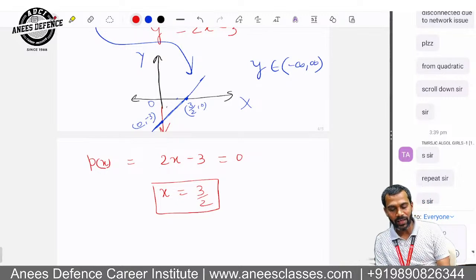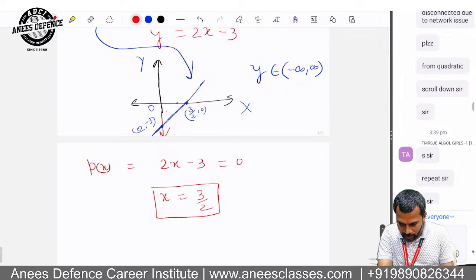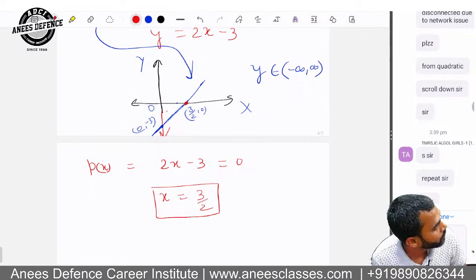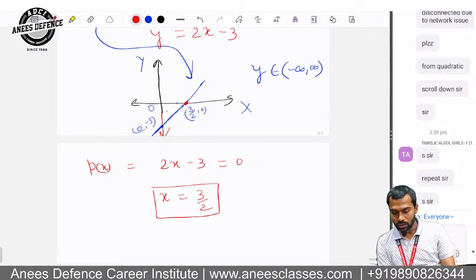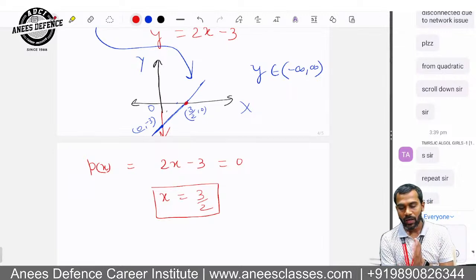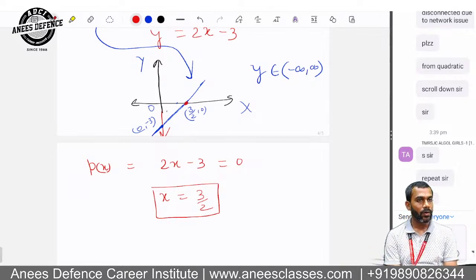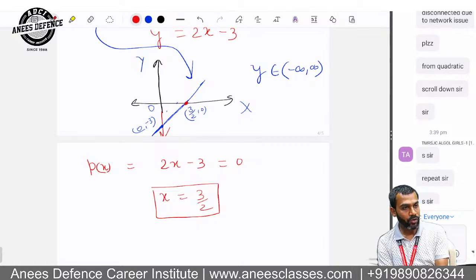So now what I'm saying, what is x? If you observe here, see this point, 3 by 2 comma 0. Now what is the x-intercept? The x-intercept of the line, or of any curve, is nothing but the point at which the graph cuts the x-axis. And what is the y-intercept of this particular straight line? If you see, minus 3. What is the x-intercept? 3 by 2.